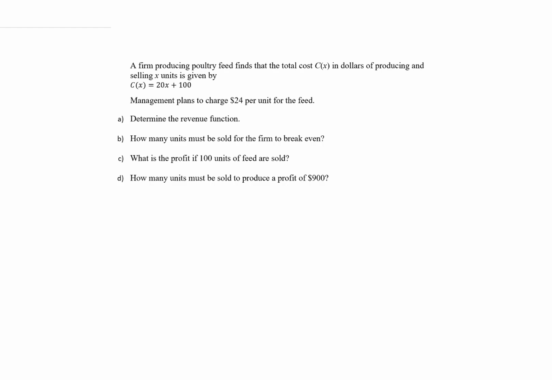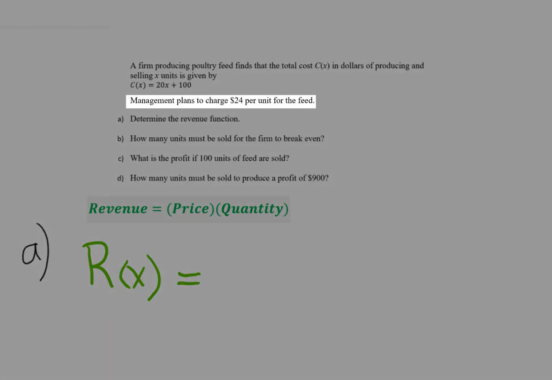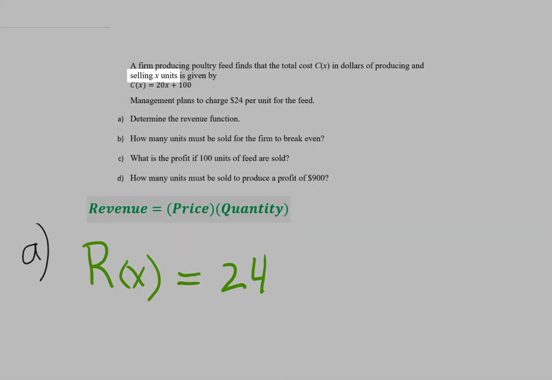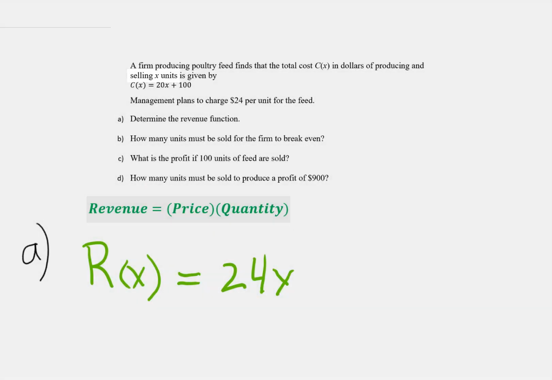Let's complete this example and use a lot of those business formulas we've been talking about. Part A, we're asked to find the revenue function. We know that revenue is equal to price times quantity. So let's find the two components in this problem that are equal to the price and the quantity. It says management plans to charge $24 per unit for the feed. So the price is 24 per unit. X stands for the number of units sold. So my revenue function is simply 24 times X.